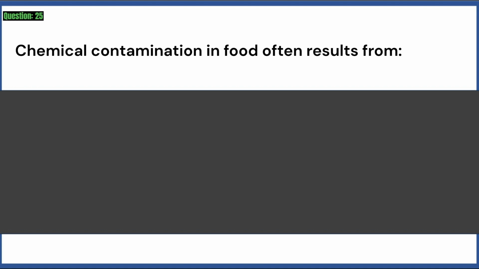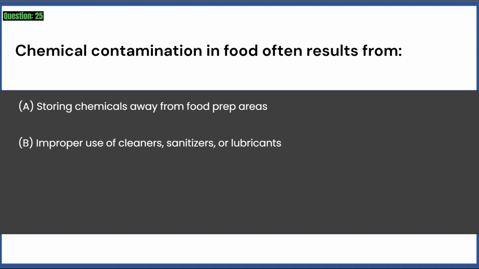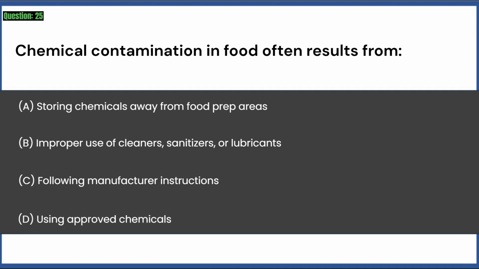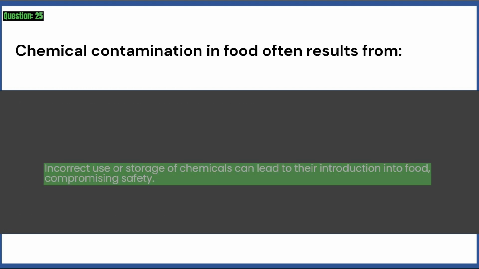Chemical contamination in food often results from: A. Storing chemicals away from food prep areas. B. Improper use of cleaners, sanitizers, or lubricants. C. Following manufacturer instructions. D. Using approved chemicals. Answer: B. Incorrect use or storage of chemicals can lead to their introduction into food, compromising safety.